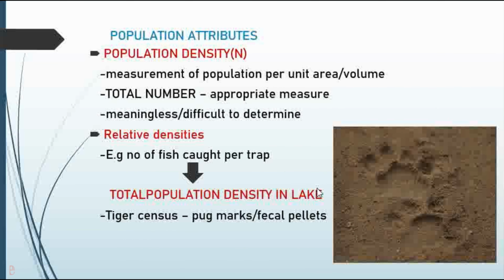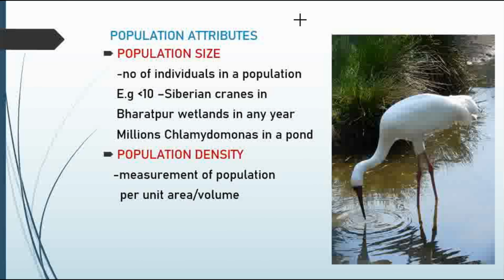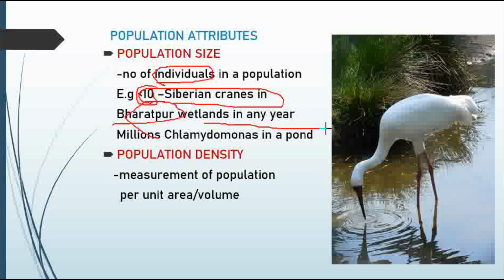Next, population size is the number of individuals in a population. Actually that is what we call population size. For example, less than 10 will be given in numbers only. We say 10, it doesn't have any unit. Less than 10 Siberian cranes in Bharatpur wetlands in any year is a population size. Another example is millions of Chlamydomonas in a pond, that is an example of population size.